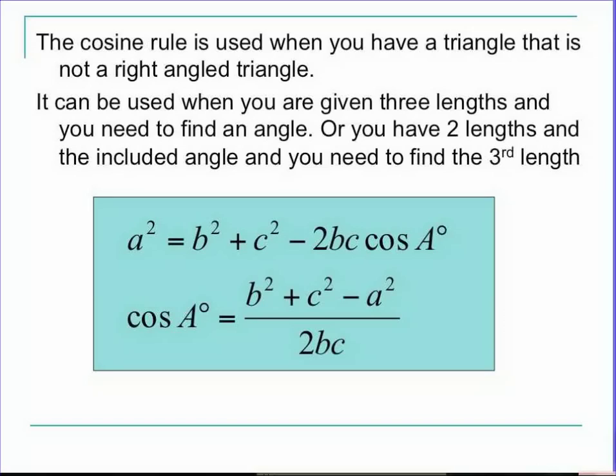That first formula is if we're trying to find length A, and the second formula, cos A equals b squared plus c squared minus a squared, all divided by 2bc, is when we're trying to find angle A. What I suggest you do is pause the clip for a moment and write down those two key formulas, because that's really important for you to have in your notes before we do the test.